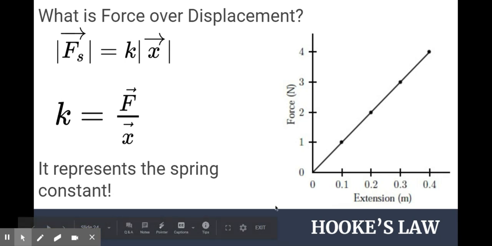Now remember, the spring constant is a measure of how elastic the material is. It helps us know how much force is required to displace an object by a certain amount. That's the basic idea of a spring constant.